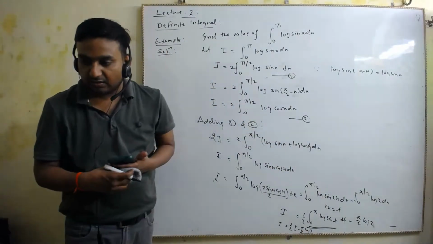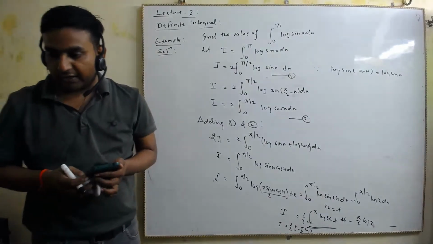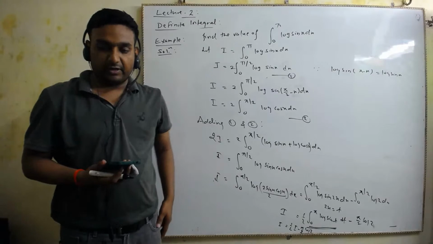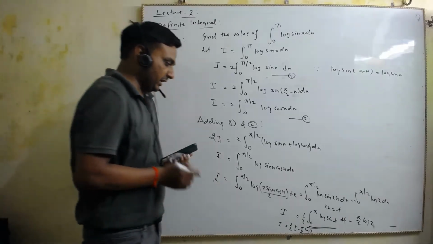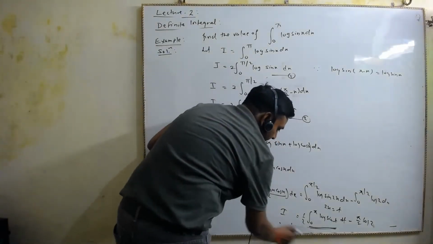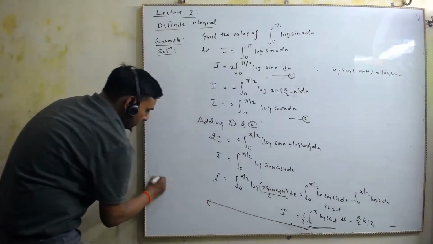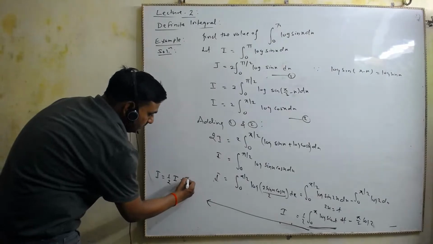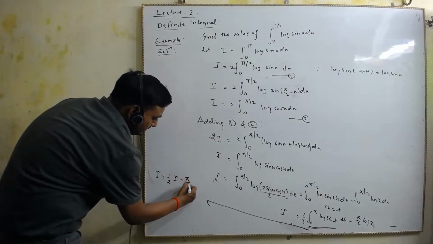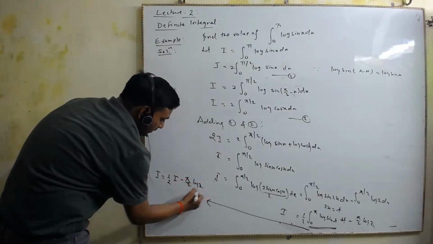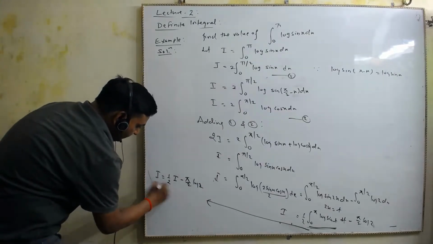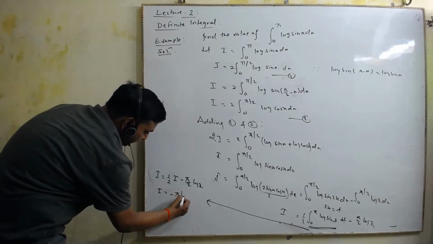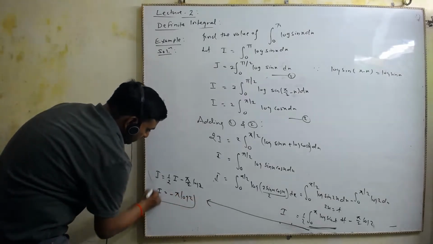Please clear, sir, no network issue. Okay, Sundaram. Then the others, Shibu, please check your network. From my side, it is very much clear. So this line I would like to write here. So I equals 1 upon 2 I minus pi by 2 log 2. So if you take this I by 2 to this side, you get minus pi log 2.